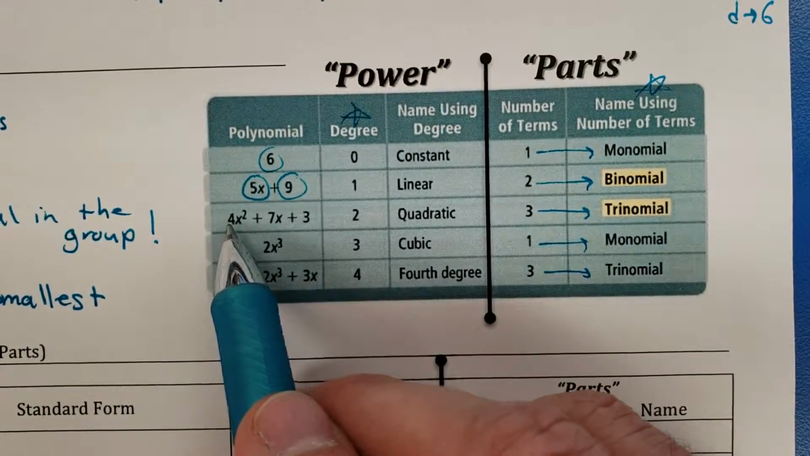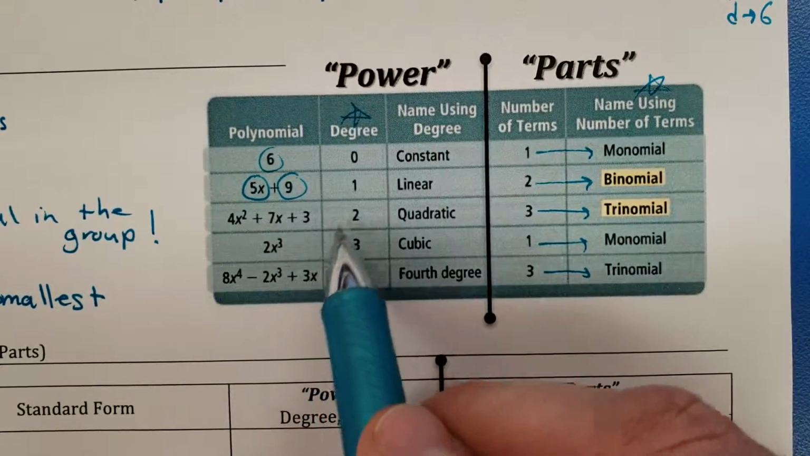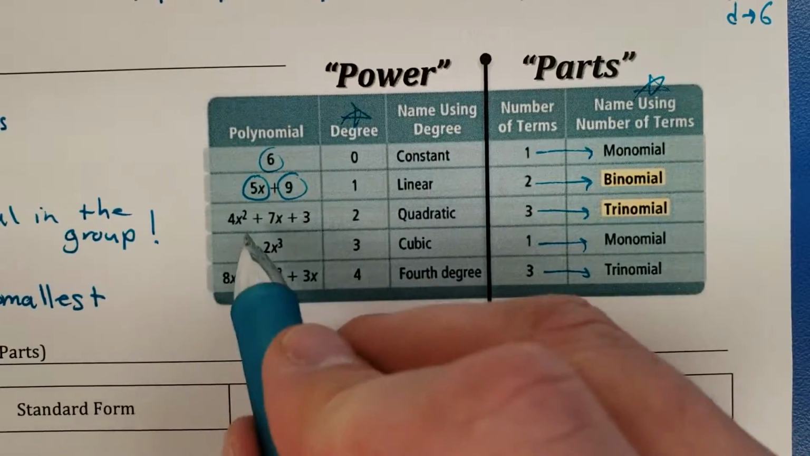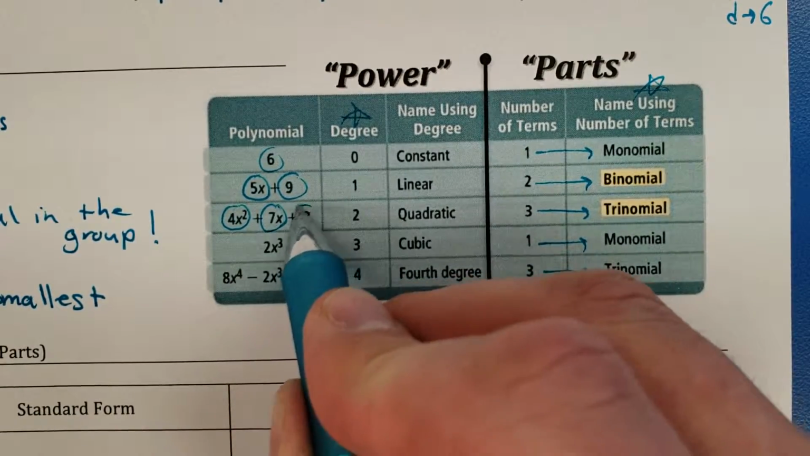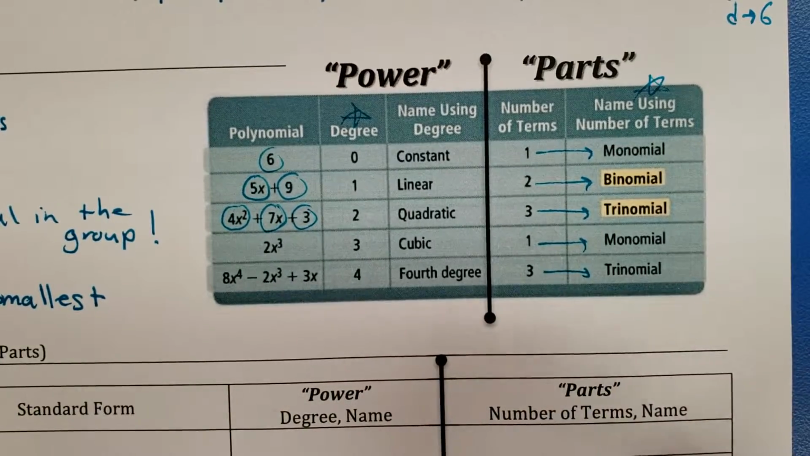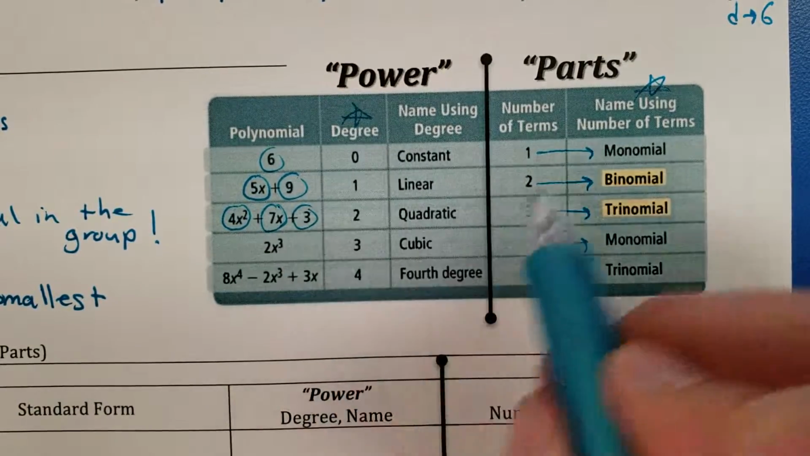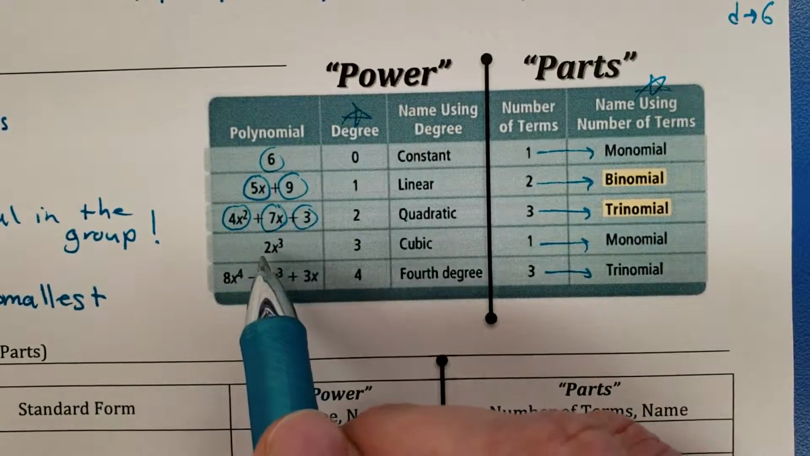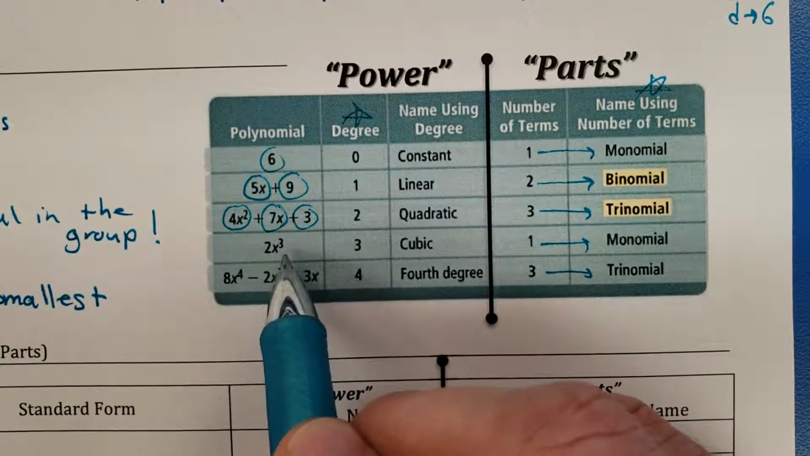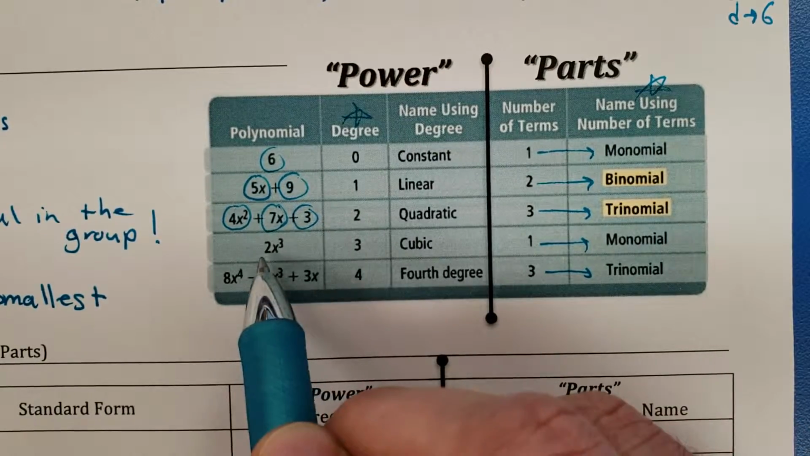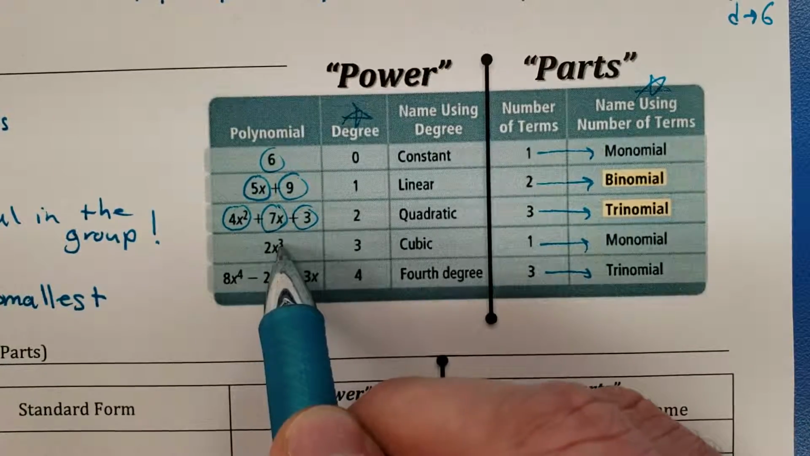Okay, here we go. Next one, we have a 4x squared plus a 7x plus a 3. Degree is 2. Why? Because there's the biggest, baddest wolf right there in the pack. And it's got 1 piece, 2 pieces, 3 pieces, so it's a trinomial. This is called a quadratic because if you graph it, it makes a curve. We have a 2x cubed. Okay, 2x cubed, weird. It's called a cubic. Isn't that weird? Degree is 3 because there's x to the 3.